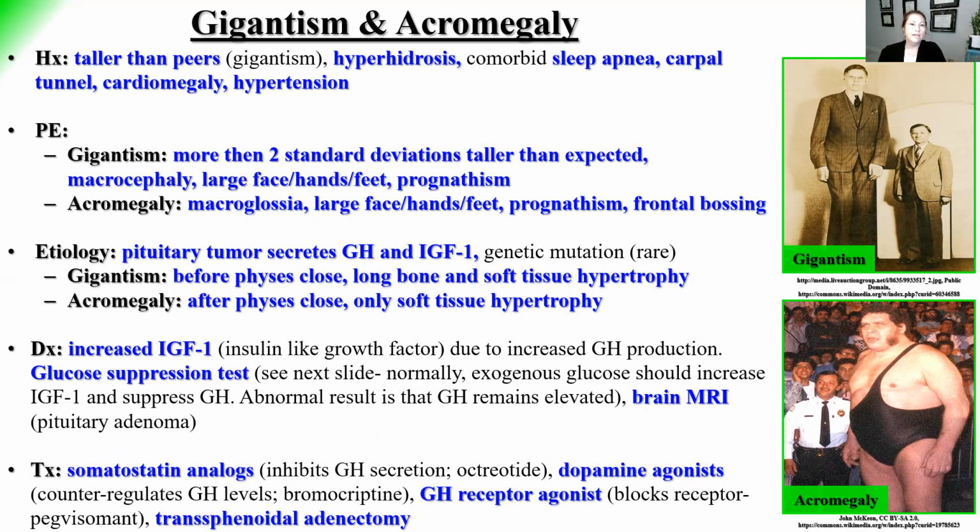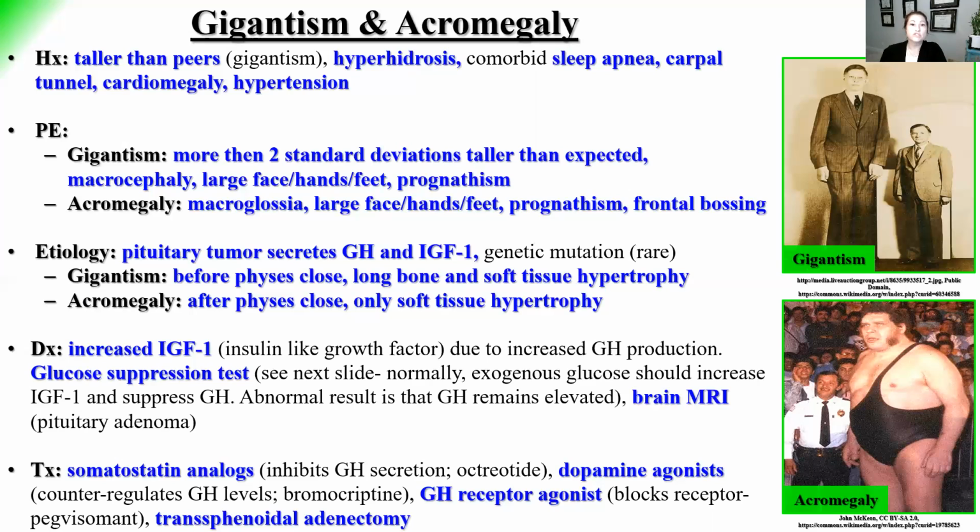In the lab findings for this, we'll have an increased insulin-like growth factor 1 due to increased growth hormone production. Remember that growth hormone stimulates IGF-1. A glucose suppression test is going to be kind of our gold standard diagnostic for this, and we're going to look at this in the next slide in a little bit more detail. Normally, exogenous glucose should increase IGF-1 and suppress growth hormone, but in these patients, that growth hormone remains elevated. We'll look at this in just one moment in a little bit more detail. The brain MRI is going to show us that pituitary adenoma, so that's a definitive cause determination.